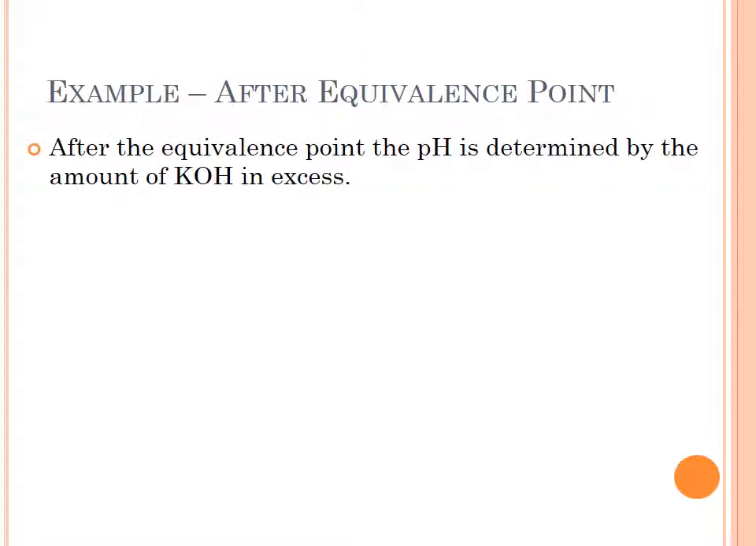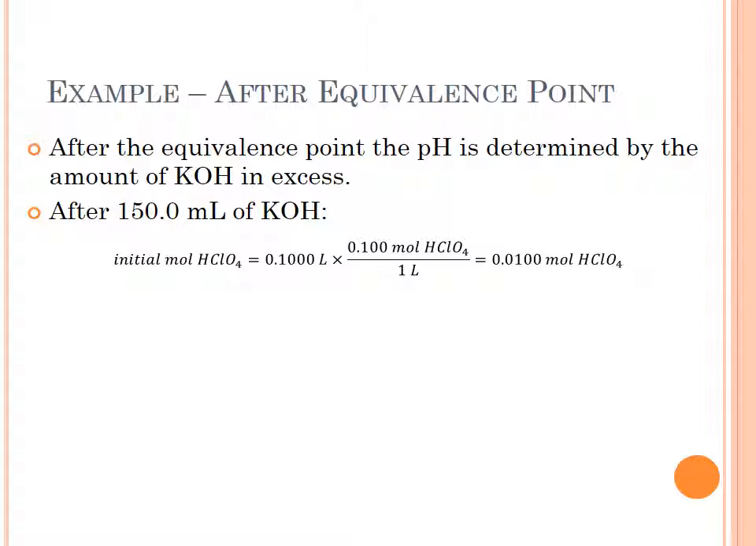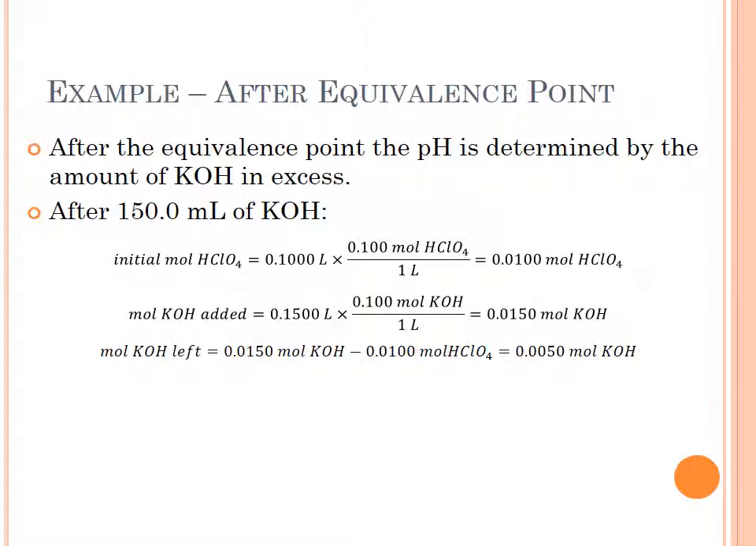If you went on past the equivalence point, it's determined by the amount of potassium hydroxide in excess, because I've neutralized all the acid, but we still have a dilution effect going on as well. So let's say I added 150 milliliters of potassium hydroxide. The initial moles is still 0.01 moles, but now we've got 0.15 liters times 0.1 molar, or 0.015. Now we subtract and we find we have a 0.0050 mole excess of potassium hydroxide, which is a strong base.